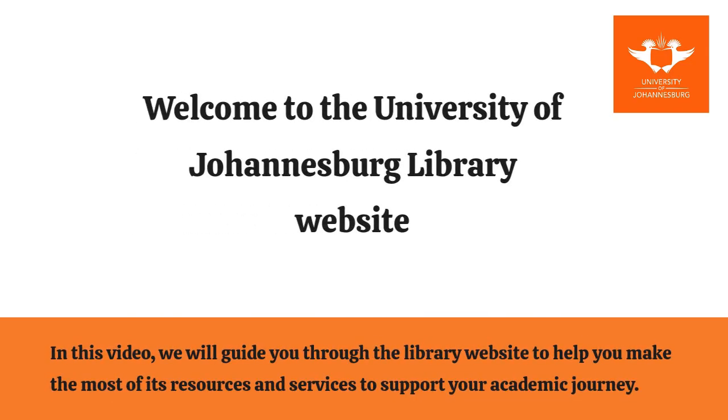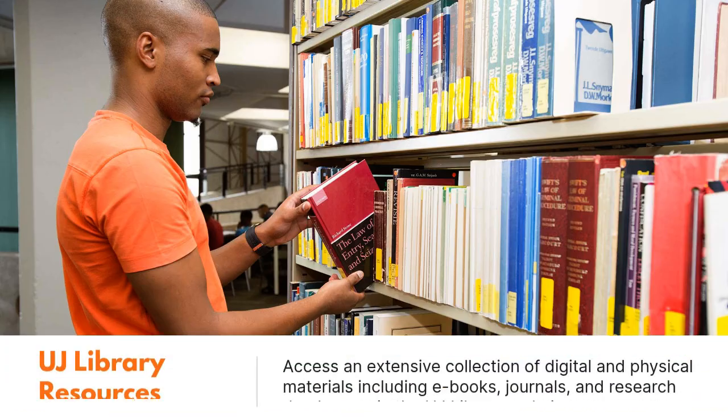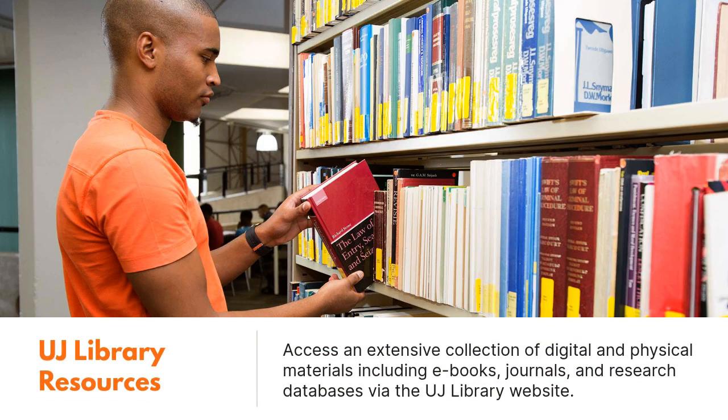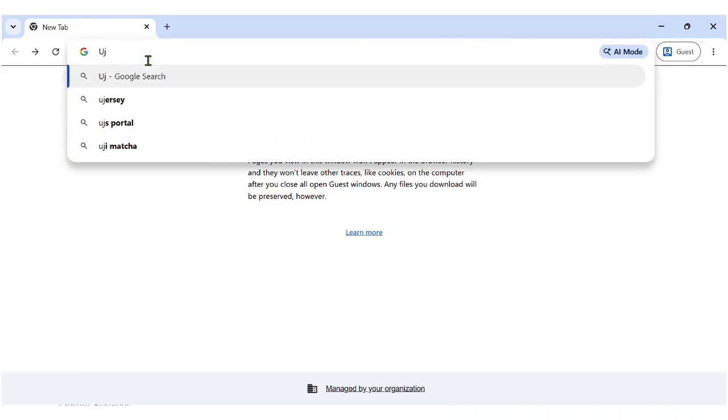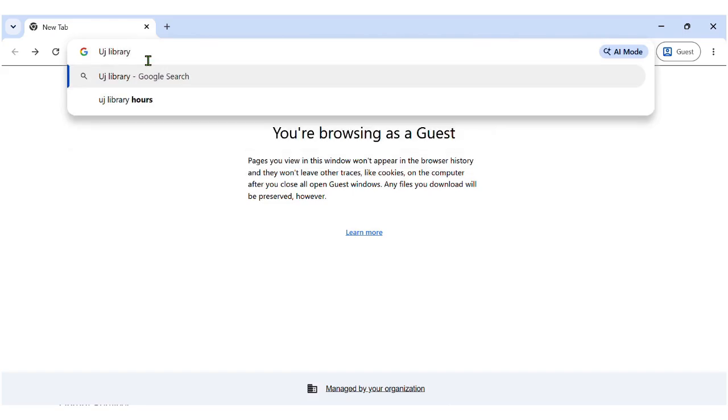In this video, we will guide you through the library website to help you make the most of its resources and services to support your academic journey. Through our website, access an extensive collection of digital and physical materials, including ebooks, journals, and research databases via the UJ Library website. To access the library website, simply open your preferred web browser and search for UJ Library.